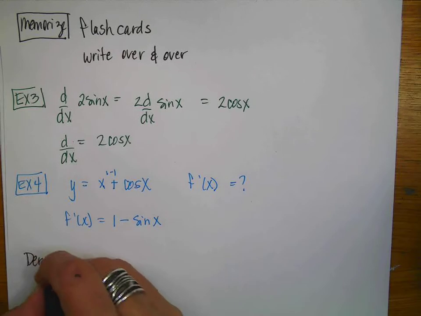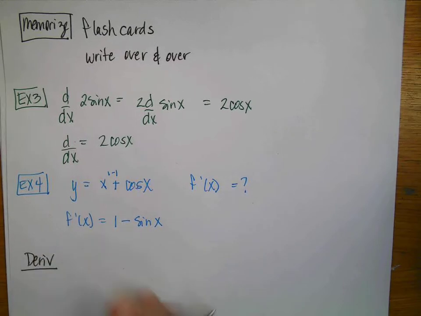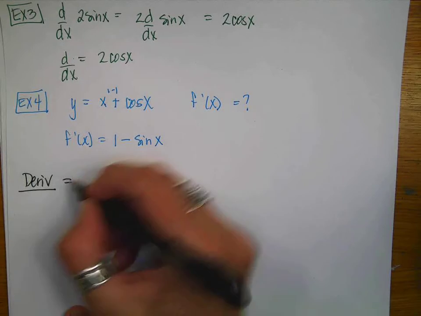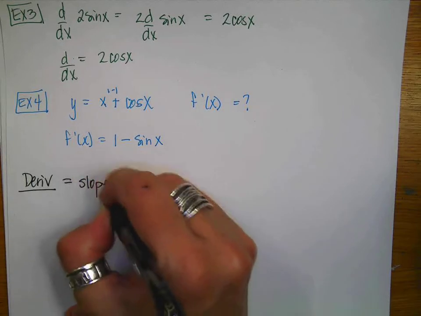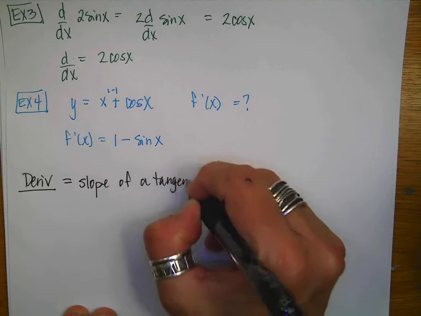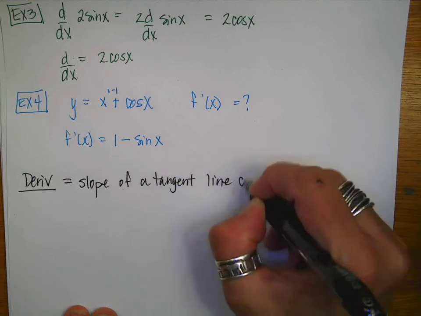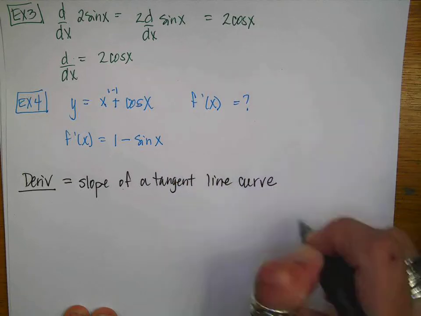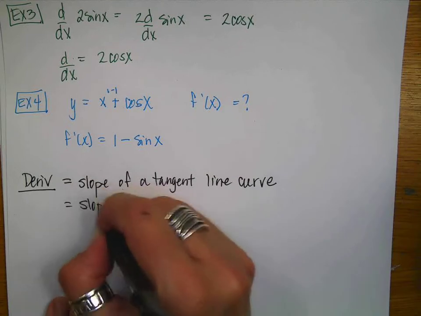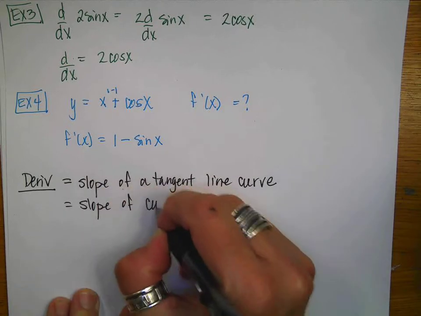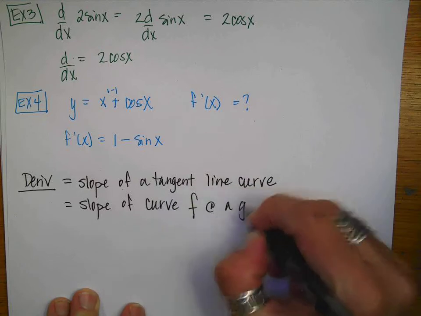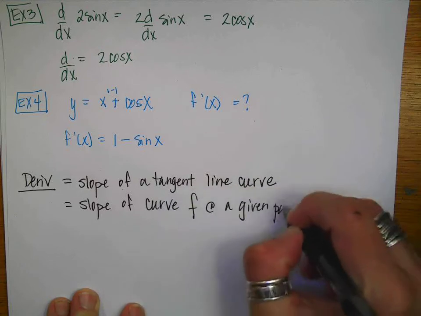Okay? So, just to make sure that you have this stuck in your brain, derivatives. Remember that a derivative is the slope of a tangent line to the curve, and we find the slope of the tangent to represent the slope of the curve, or f, at a given point.